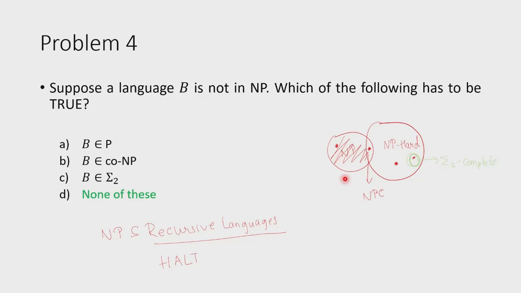Another way is that there exists y1 for all y2 such that a Turing machine accepts (x, y1, y2) if and only if x is in the language. Yes, understood. Thank you. So if this is fine, we can move to the next problem.